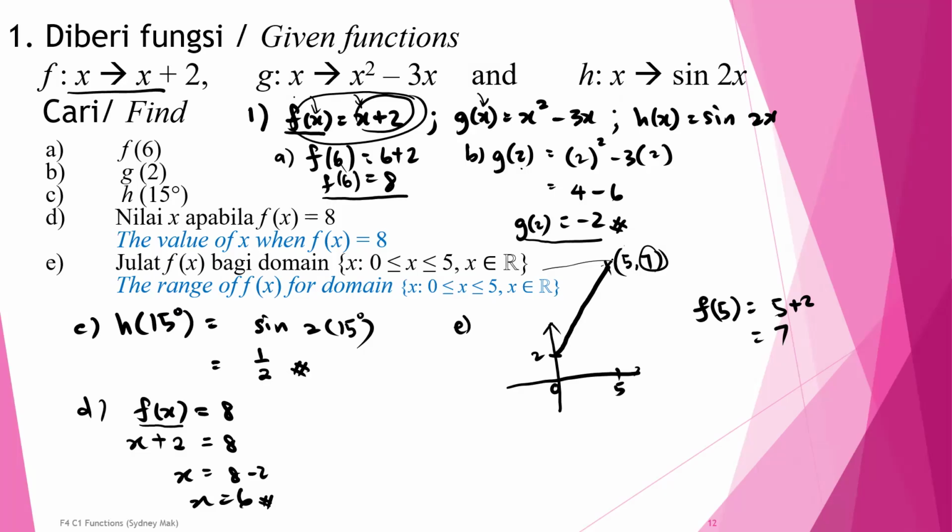At this position, do you think it's maximum or minimum? Maximum. Yeah, minimum is 2. Therefore, the range of f(x) is in between 2 and 7. That's the answer. Okay? Understand on this part E? Yeah.